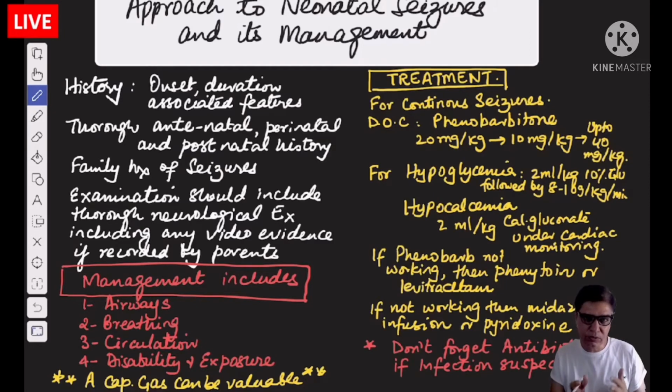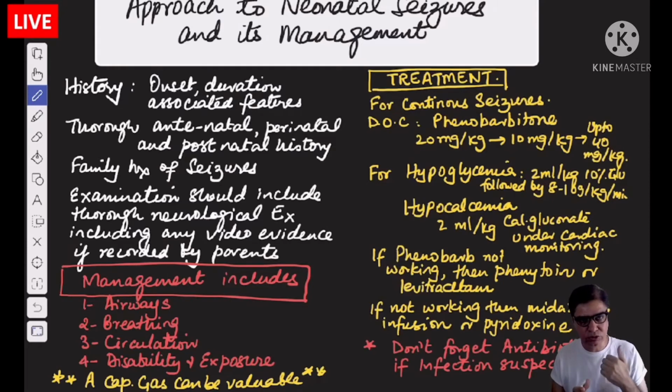In the meantime, if you have found out that hypoglycemia is the cause, and obviously 10% dextrose is your treatment of choice, you will give 2 mils of 10% dextrose per kilogram of body weight, and you give it as a bolus, and then you follow it up with a continuous 10% dextrose solution in the form of 8 to 10 grams of glucose per kg per minute. So that has to be given as a continuous infusion.